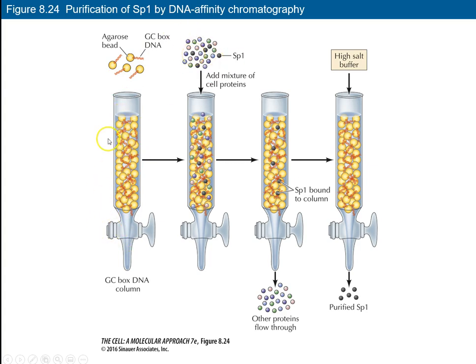So you see it here in the column. Here are your agarose beads with the DNA sequence that's going to match this SP1 that's found here. Any SP1 that's in the cell extract will bind to this GC box sequence of the DNA. Then you're able to capture just those, let all the other proteins flow through, and then eventually elute off your SP1. So it's a way of purifying it. Once you purify that SP1, you can study it further. And so it's really important to have techniques like this to be able to isolate these proteins.